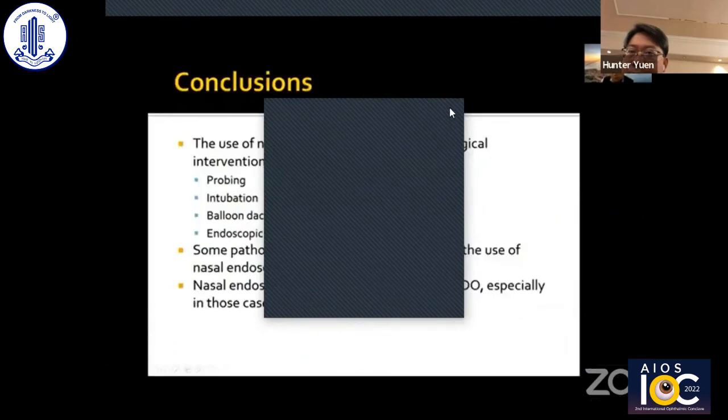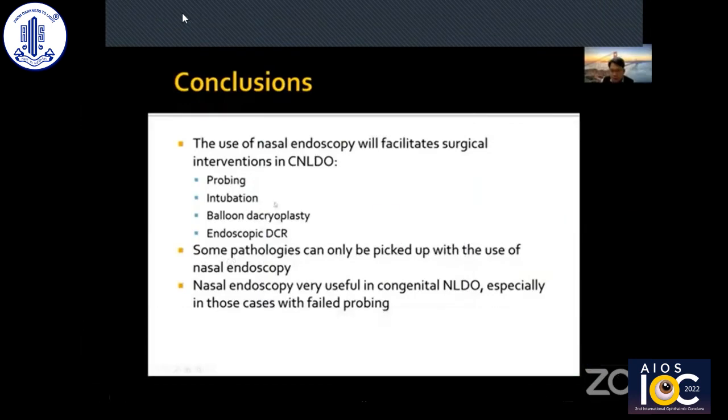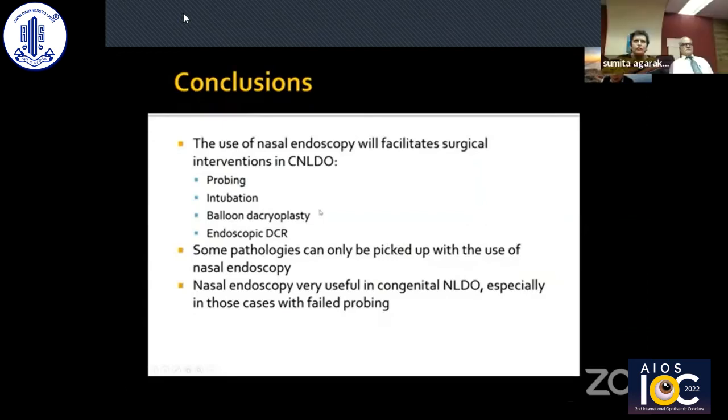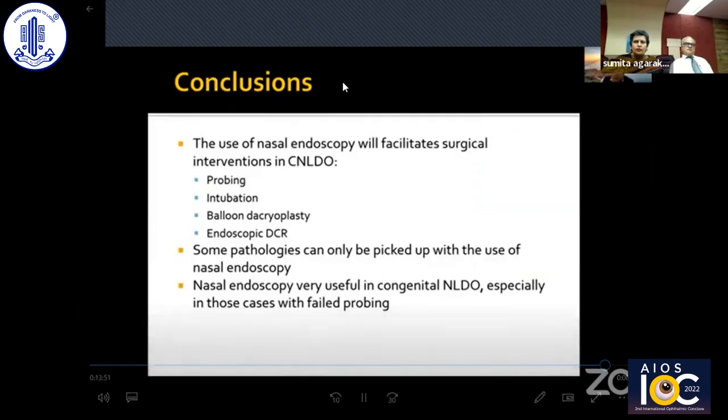So to conclude, I think that nasal endoscopy will facilitate the surgical intervention in congenital NLDO: probing, intubation, balloon, and DCR. All these will be facilitated by nasal endoscopy. Remember that some nasal pathology can only be picked up with the use of nasal endoscopy. And nasal endoscopy is very helpful, especially for those cases that have failed probing.